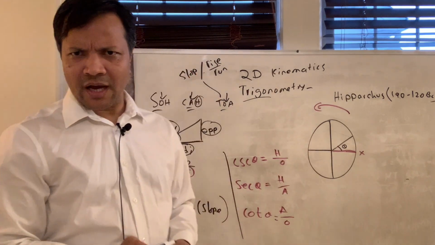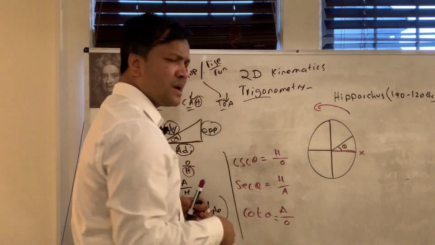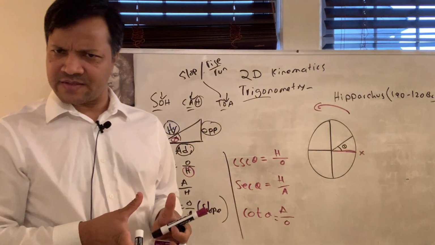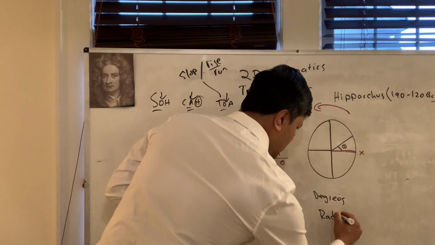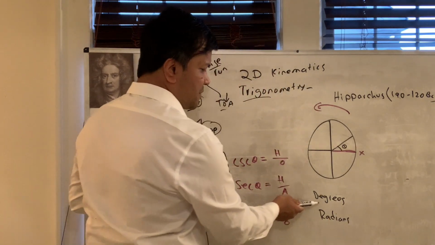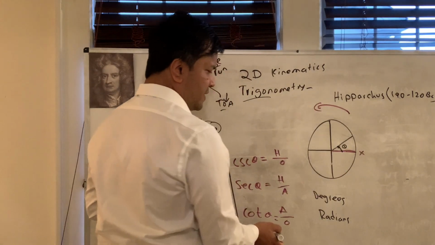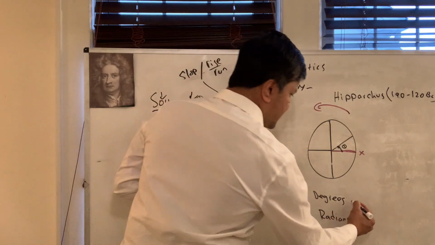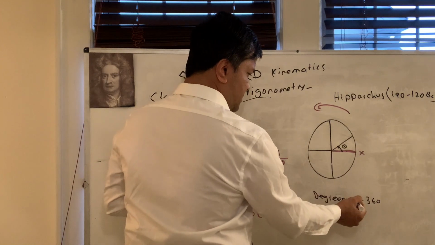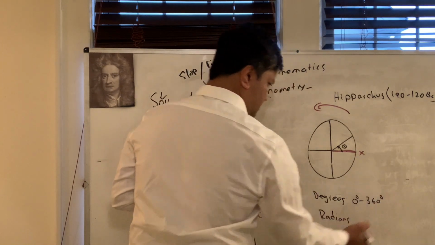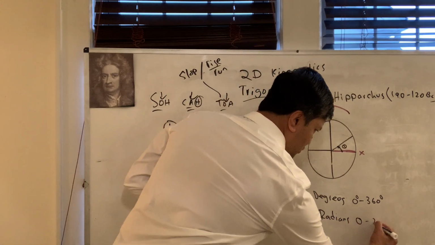So how do we measure the angles? We use degrees, and sometimes we use radians. How do you measure degrees? You start from the x-axis and go counterclockwise, and that's how you measure degrees. Degrees always go from 0 to 360, and radians go from 0 to 2 pi.